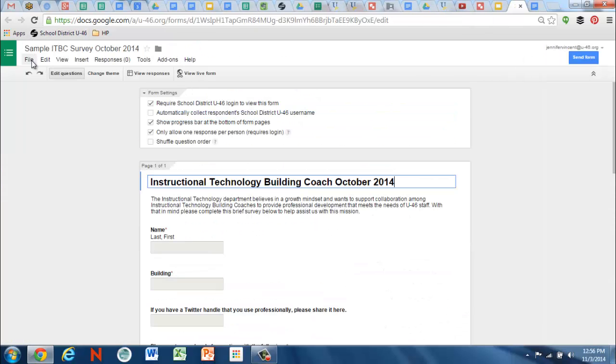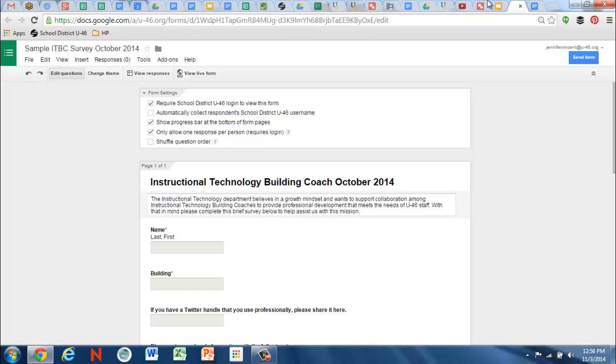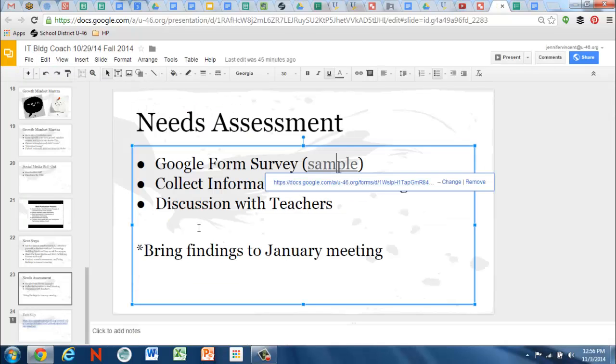You can go ahead and open this form, go to File, make a copy, and then you can change the name so it reflects your school, and you can bring that with you in January. But we do ask that you bring any information that you collect with you so that we can really look at what types of professional development we might offer to teachers and how you might better support teachers.